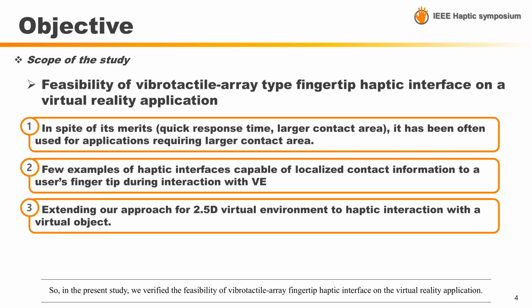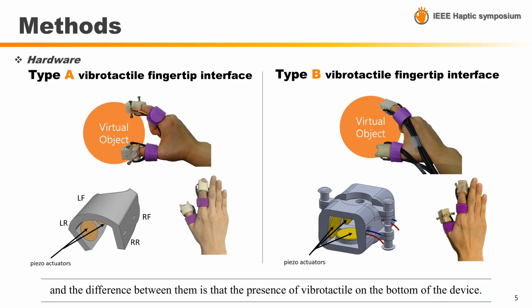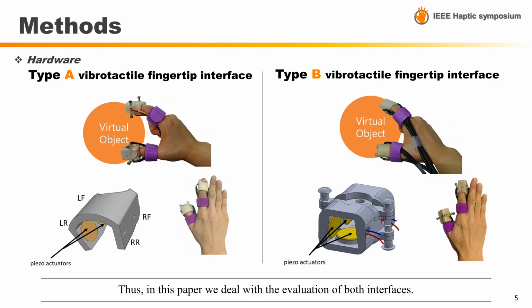So in the present study, we verified the feasibility of the Vibrotactile Array Fingertip Haptic Interface on virtual reality applications. There are two types of vibrotactile fingertip interface in our study, and the difference between them is the presence of a vibrotactile actuator on the bottom of the device. Thus, in this paper, we deal with the evaluation of both interfaces.